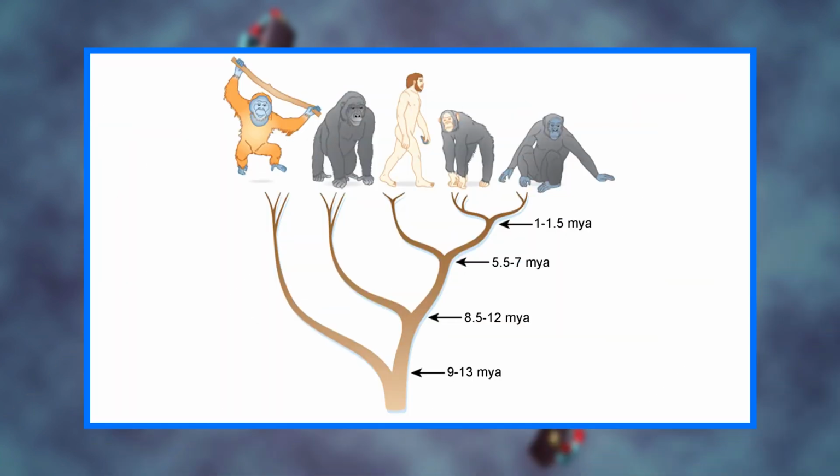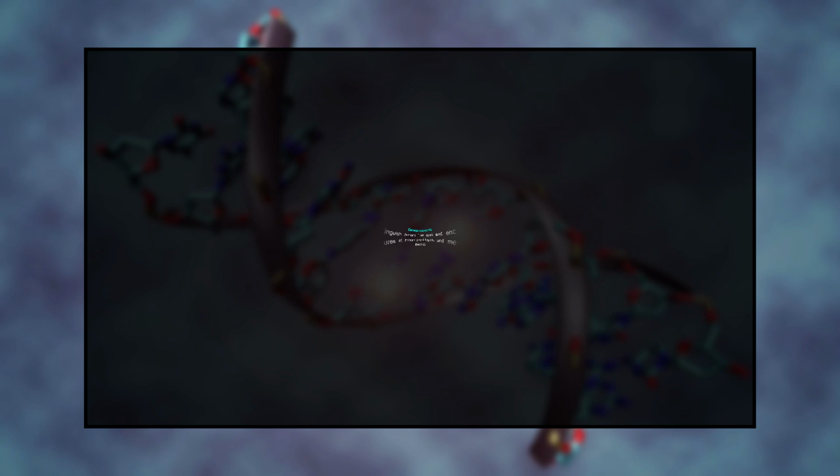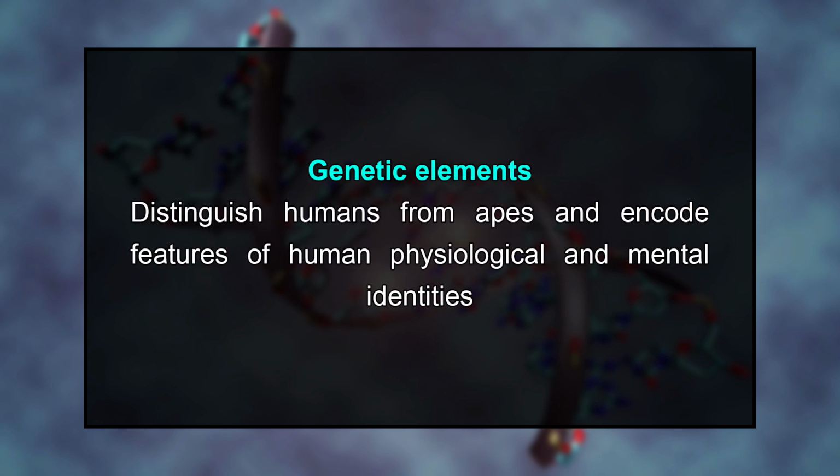Dear students, let's understand the historical perspective of human-ape comparisons. The divergence of humans and ape ancestors dates back to approximately 6.5 to 7.5 million years ago or even earlier. It is still of great interest to identify genetic elements that distinguish humans from apes and encode features of human physiological and mental identities.